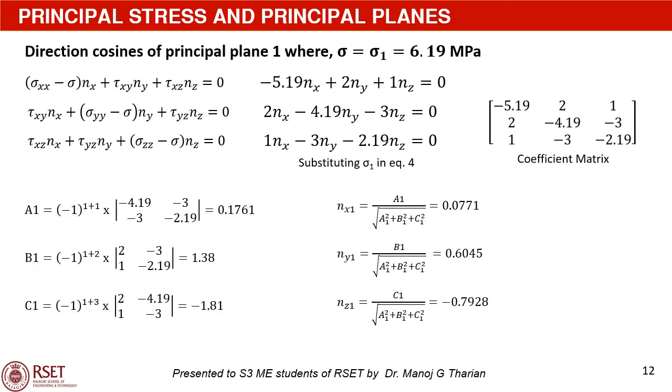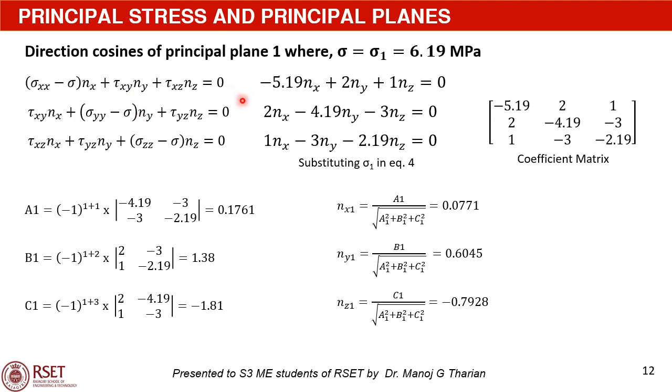Determine the direction cosines of the principal planes. We will start with principal plane 1, where sigma is equal to sigma 1, which is equal to 6.19. So this value of sigma we will substitute in this set of three equations. The values of sigma xx, sigma yy, sigma zz, tau xy, tau xz, tau yz are substituted from the given stress matrix.